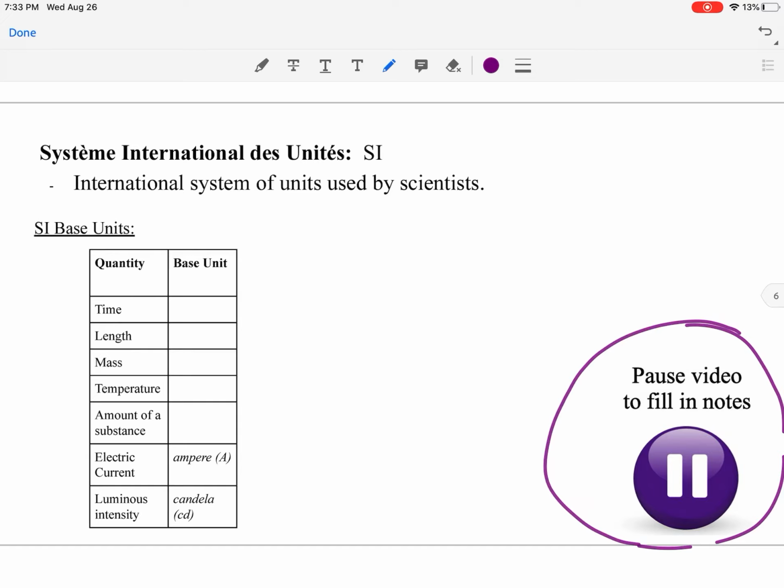So see if you can think about, what do scientists use for time? What's the base unit for length, mass, temperature? This is probably something will be new. I'll be surprised if any of you know that, but maybe you do. So I'll give you a hint. It's not the one we use in the United States because we are stubborn, outdated weirdos. All right, so you've paused your video, you've filled those in, and the big reveal.